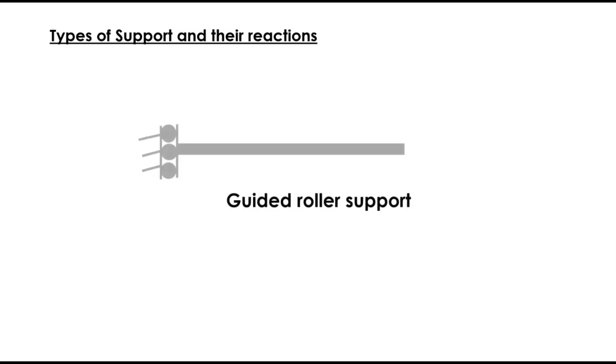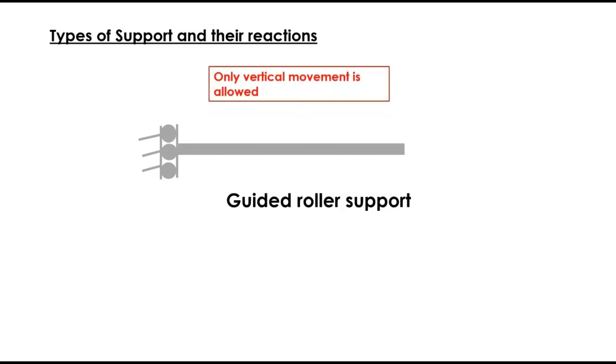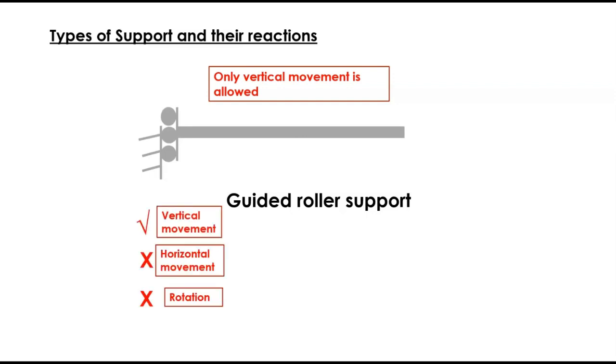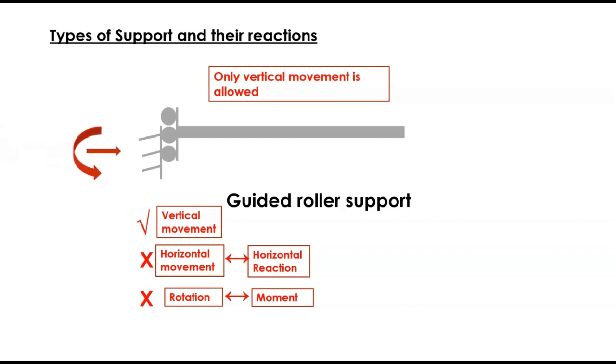There is one more support, which is not of common use, that is the guided roller support. What is the specialty of the guided roller support? Only vertical movement is allowed. So far we have discussed the three types of support where vertical movement was not allowed, but in guided roller support the vertical movement is allowed. But there is no horizontal movement and rotation. So what are the reactions that come on a guided roller support? It will be horizontal reaction and moment.